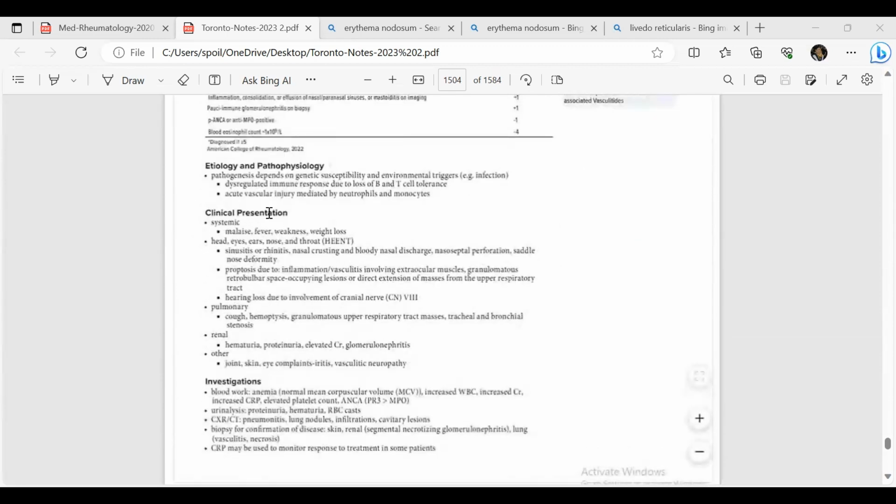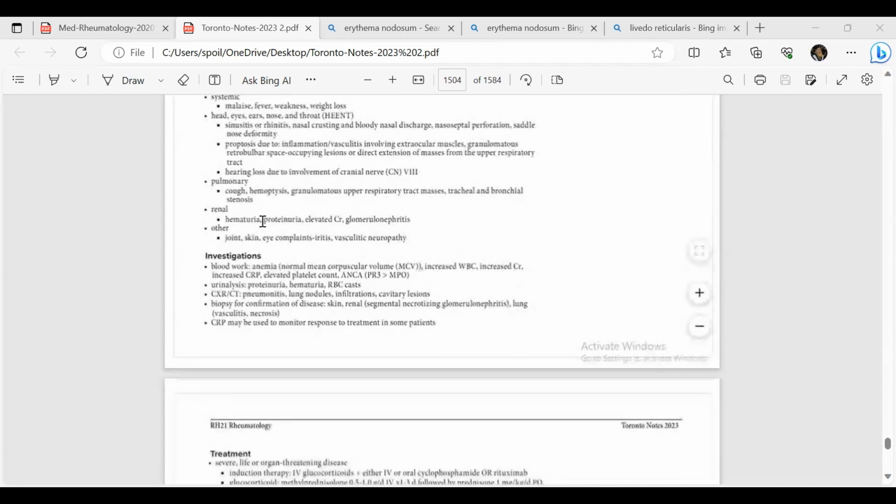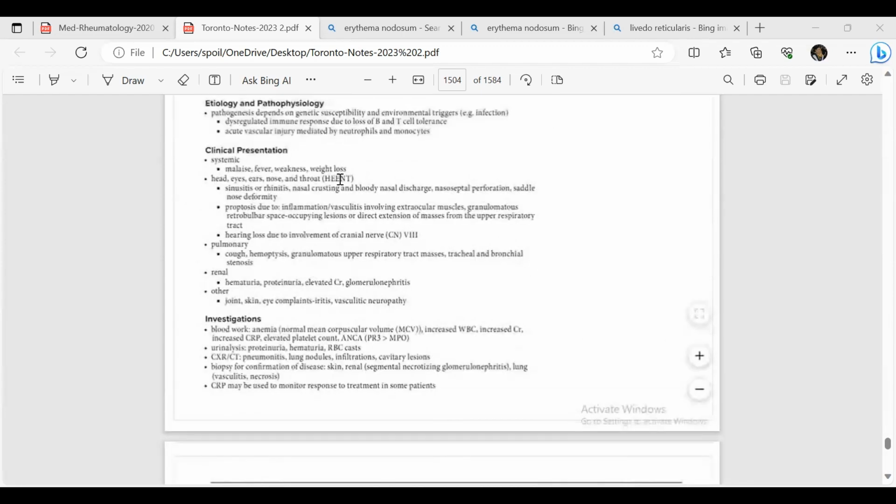Etiology and pathophysiology. Pathogenesis depends on genetic susceptibility and environmental triggers, that's infection. Dysregulated immune response due to loss of B and T cell tolerance. Acute vascular injury mediated by neutrophils and monocytes. The presentation is systemic: malaise, fever, weakness, weight loss, and head, eyes, ear, nose, and throat.